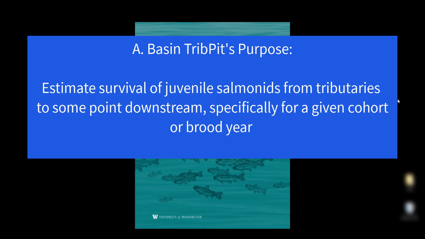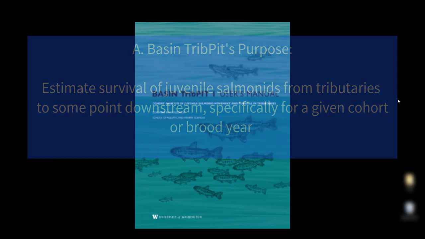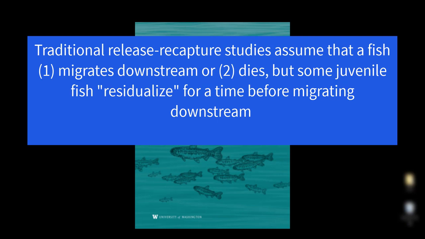It is specially designed to estimate survival for a given cohort or brood year and accounts for variable age at migration within the population. Traditional release recapture models used on the Columbia River system to estimate survival assume from release to a detection point, or from one detection point to the next, that an individual fish either, number one, migrates downstream or number two, dies.